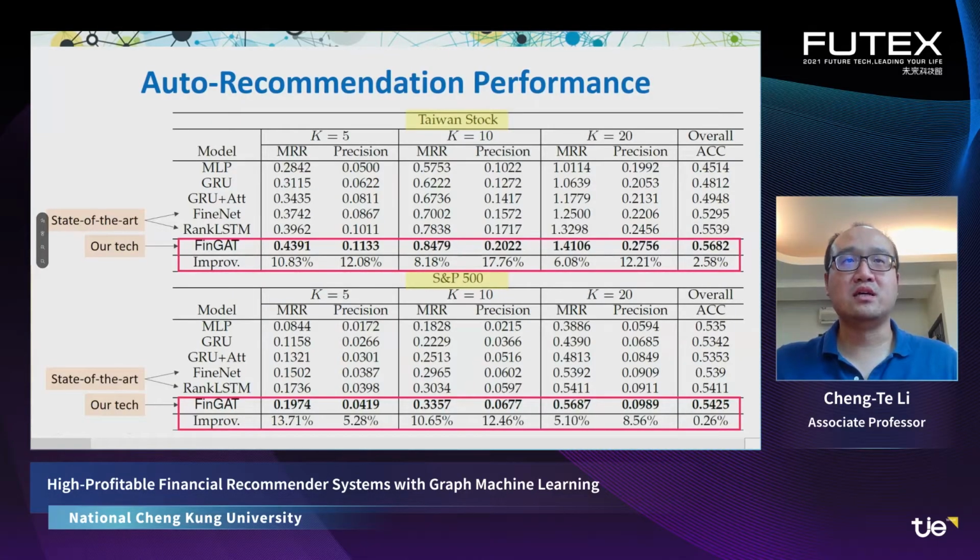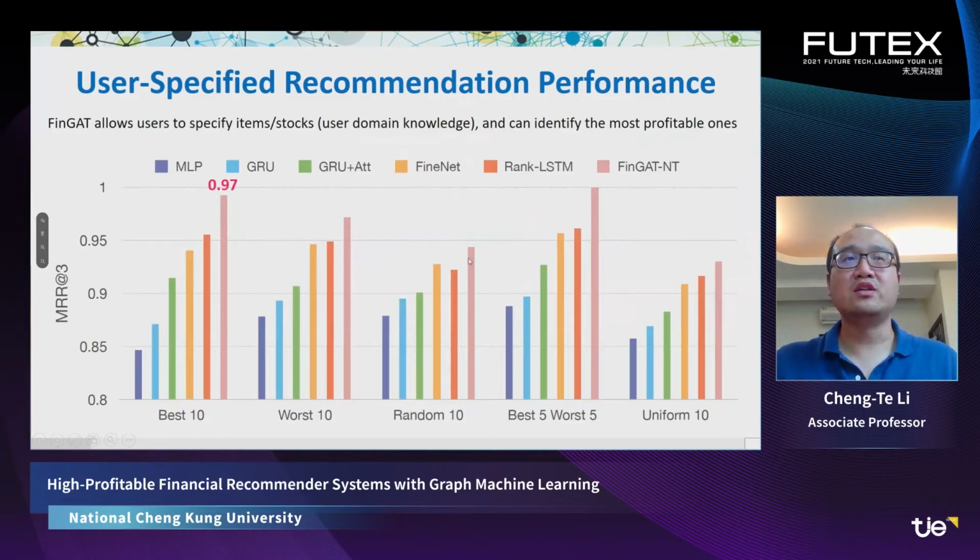Here is the experimental result. We conduct the experiments based on Taiwan stocks and the American stocks S&P 500. Our FinGAT model is compared with several state-of-the-art stock price prediction models for the recommendation task. We can find that our FinGAT model can consistently outperform the state-of-the-art models for stock recommendation on both Taiwan stocks and the S&P 500.